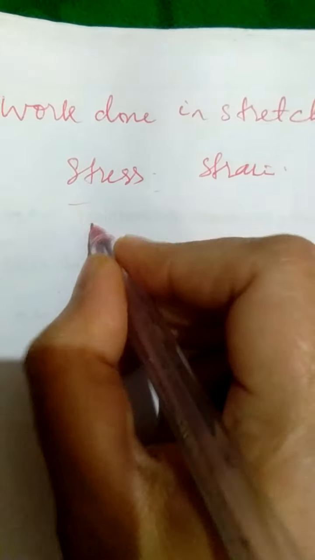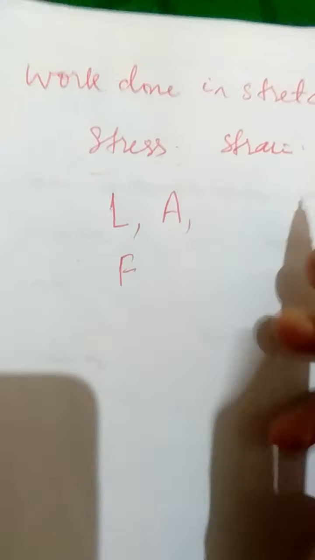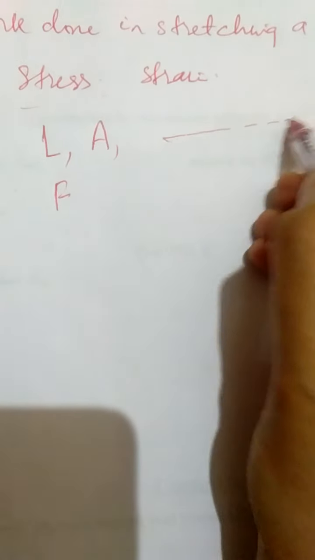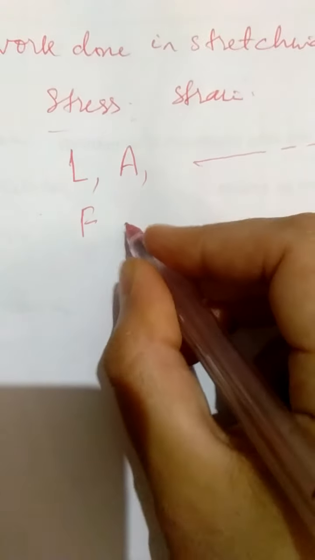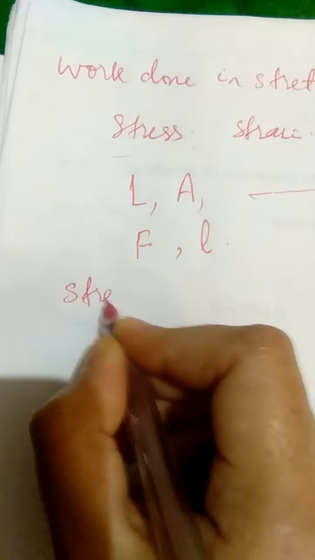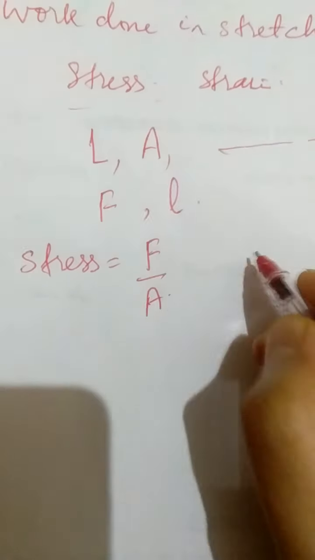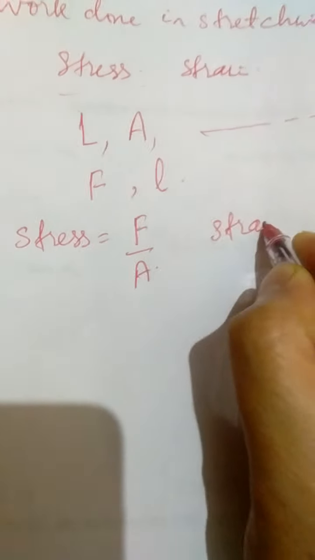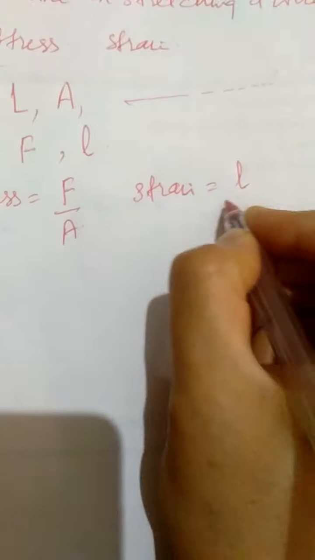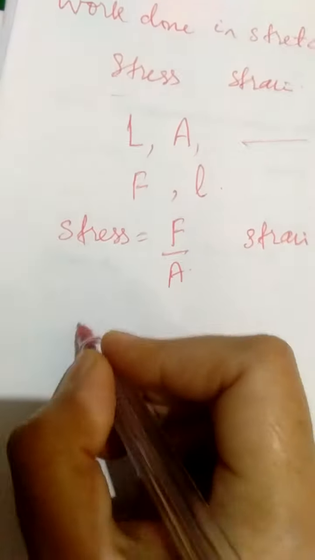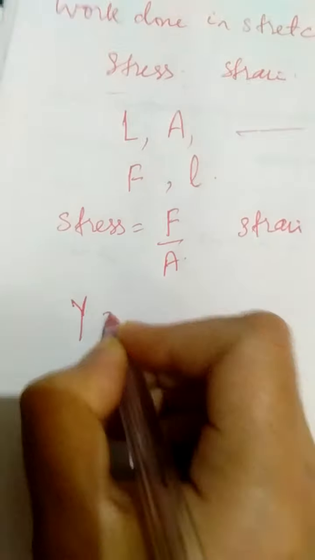Suppose you have a wire of length L, area of cross section A, and F is the force applied due to which the wire suffers an extension, elongation by a length small l, right? Now what is the stress? We know that stress is force per unit area, so F by A. What is strain? Strain is the change in length by original length. And what is Young's modulus Y? That is stress by strain.